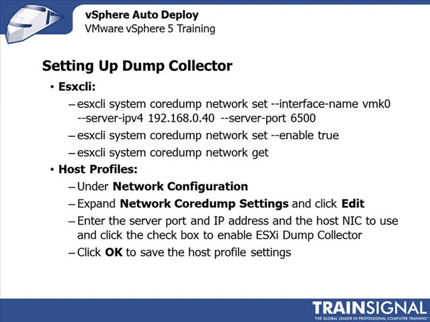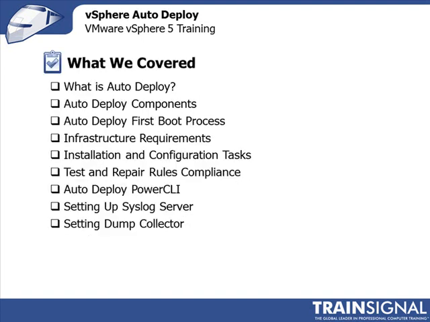Now, setting up dump collector, again, we did it through host profiles, very easy, very straightforward. But if you wanted to make the same configuration changes that we did in our GUI, then you can feel free to follow along here with ESXCLI system coredump network, etc. We specify vmk0, and then you go through the IP addresses and all that good stuff to get that done. And that's all there is to it, folks.